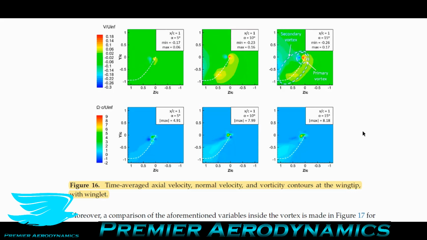But it seems like there might be some sort of pressure difference between the actual suction surface of the wing itself and the suction surface of the wingtip. And that pressure change is probably creating some sort of secondary feature here.